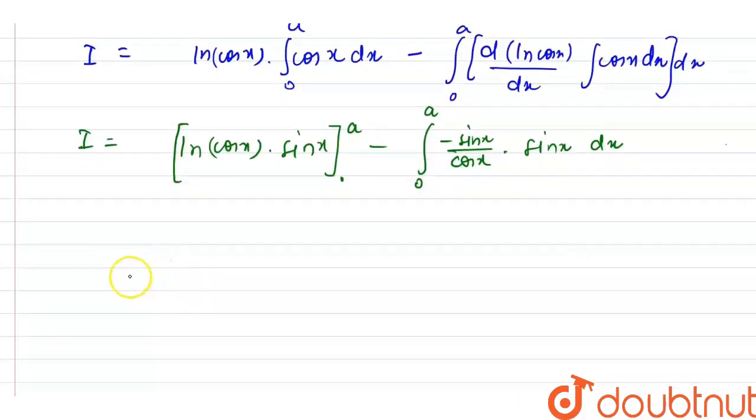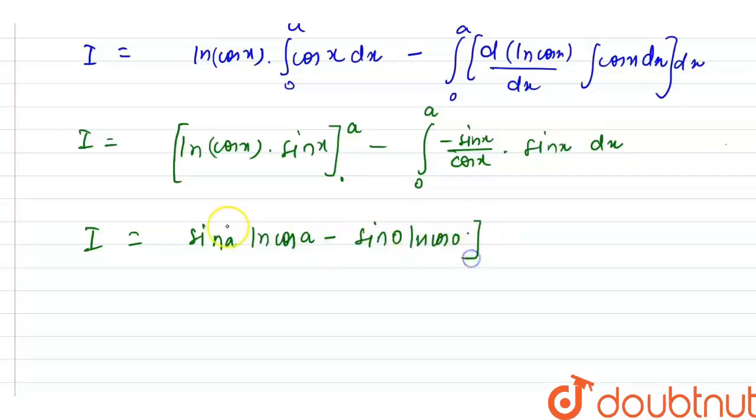Now I'm going to solve this further. I'm going to apply the limit here, so it will be sin a ln cos a minus sin 0 ln cos 0. This is the upper limit minus the lower limit; hope you already know how to apply limits in definite integration. Minus times minus becomes plus, and here I can write the integral from 0 to a of sin square x over cos x dx.